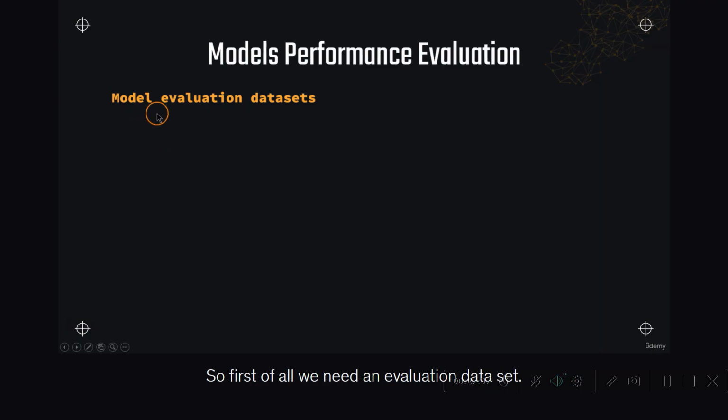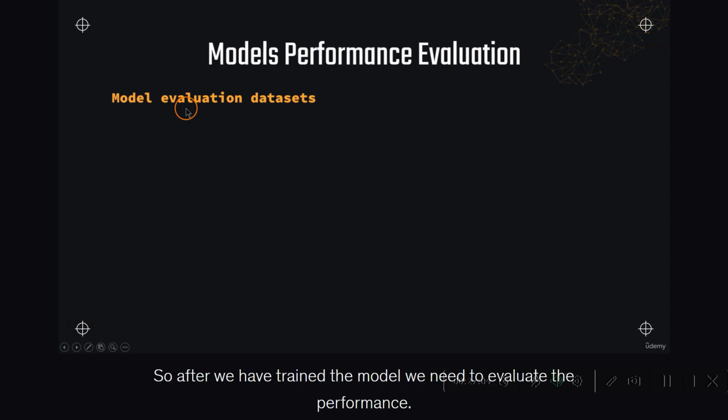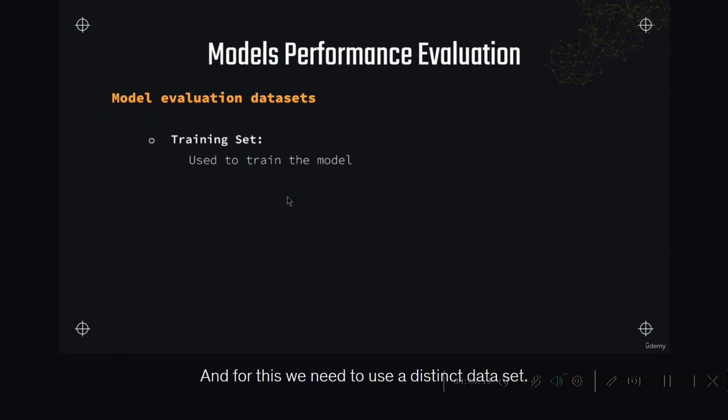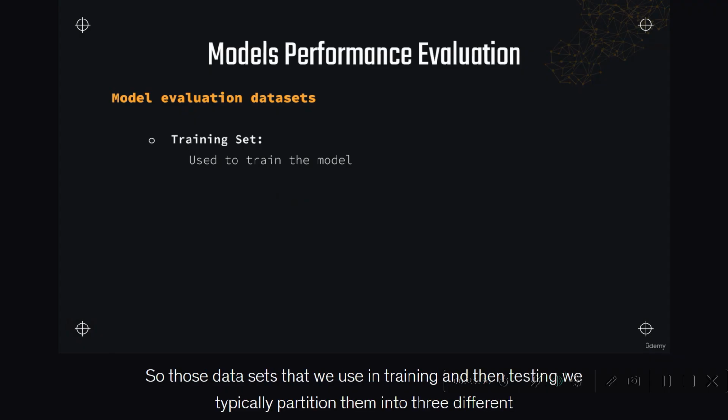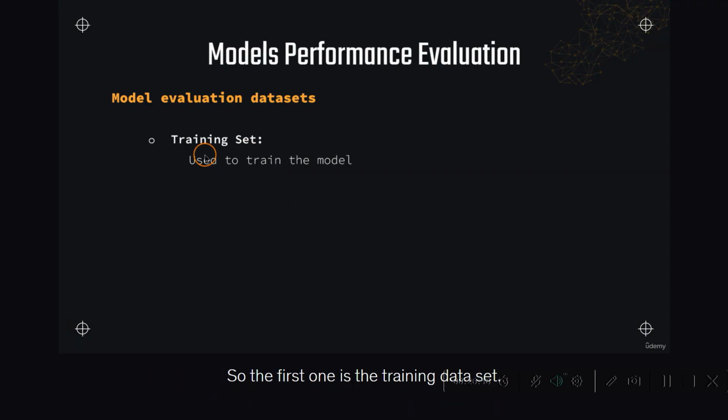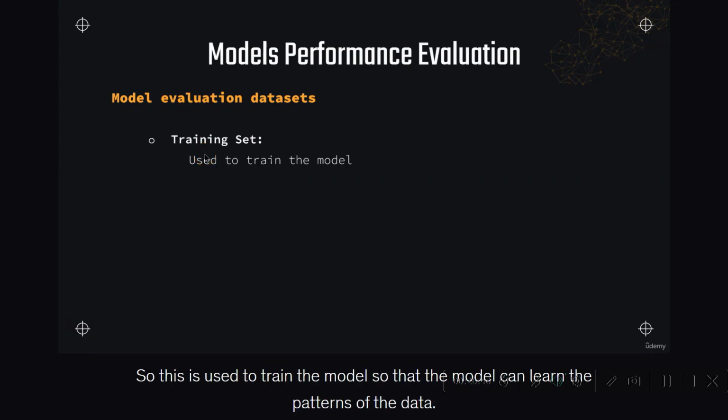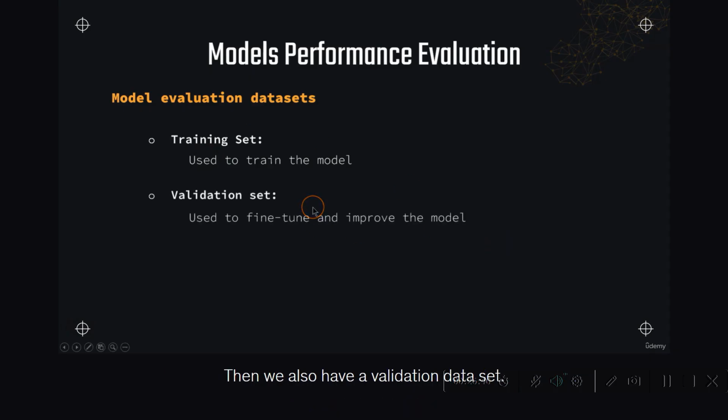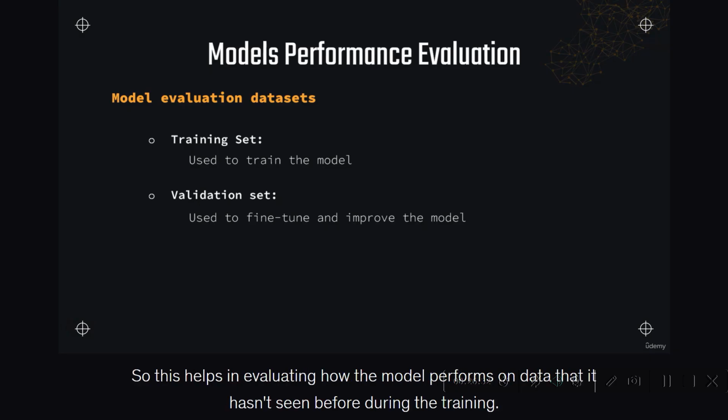So first of all, we need an evaluation data set. After we have trained the model, we need to evaluate the performance, and for this we need to use a distinct data set. The data sets that we use in training and then testing, we typically partition into 3 different sets. The first one is the training data set. This is used to train the model so that the model can learn the patterns of the data. Then we also have a validation data set. This is used to fine-tune and improve the model. This helps in evaluating how the model performs on data that it hasn't seen before during the training.